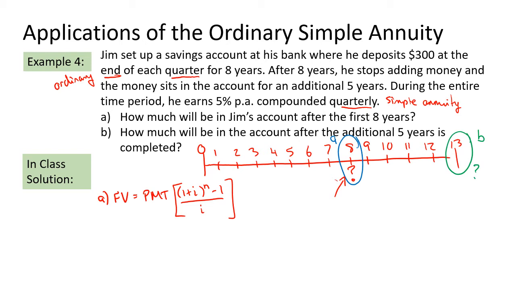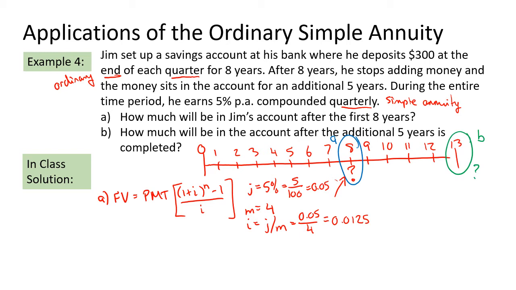A couple of things we know in this question. Our nominal interest rate, J, is equal to 5%, which is 5 divided by 100, removing the percentage sign, or 0.05. M, the number of compounding periods per year, is equal to 4 because it's quarterly. So our periodic interest rate I is equal to J divided by M, or 0.05 divided by 4, which is 0.0125.